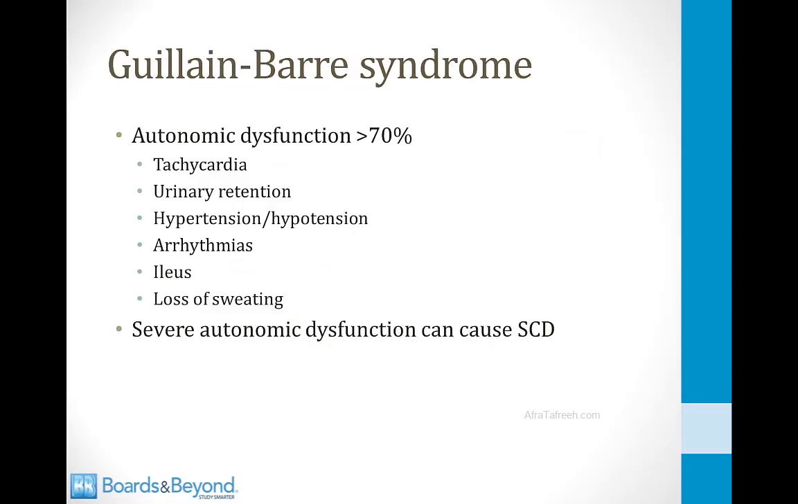In addition to the motor weakness that starts at the feet and works its way up, patients with Guillain-Barré get autonomic dysfunction. So they get tachycardic, they won't be able to urinate, they can have hyper or hypotension. Some of them get arrhythmias, some of them get ileus, and some of them can't sweat. And severe autonomic dysfunction can cause sudden cardiac death, and that's the way some people die from this condition.